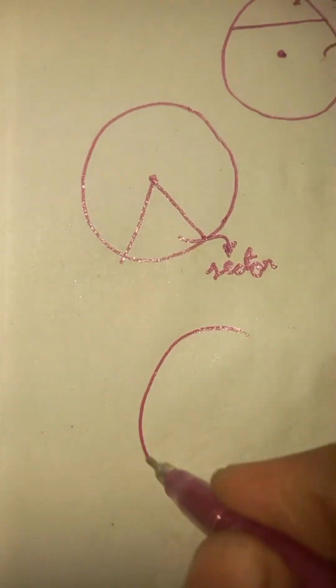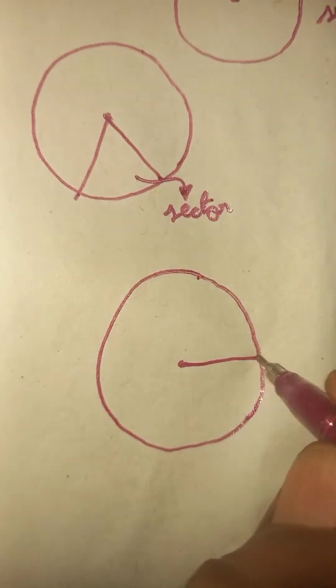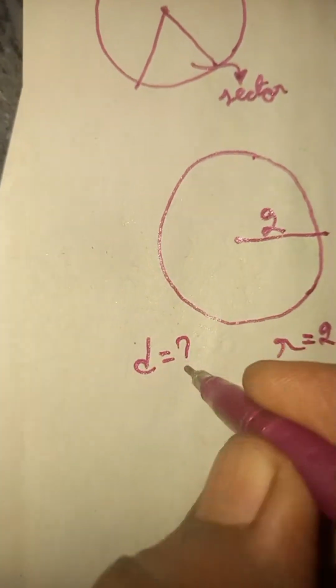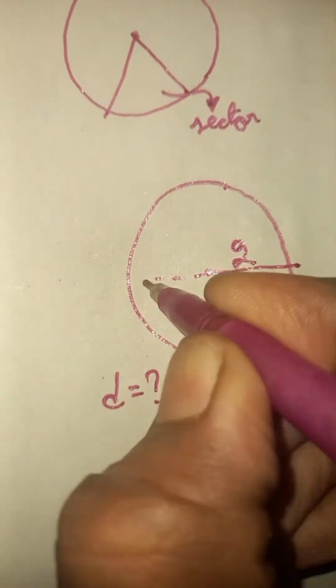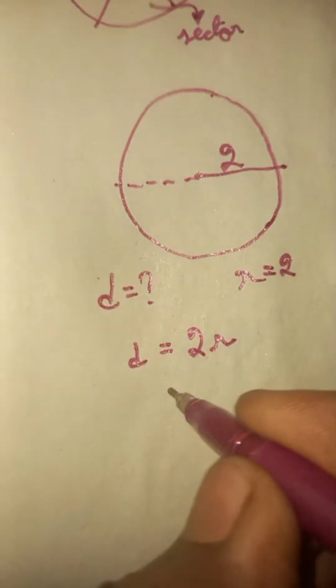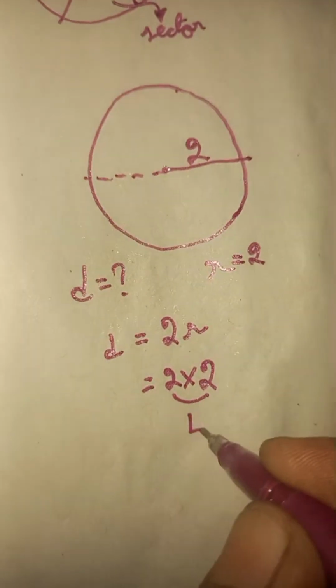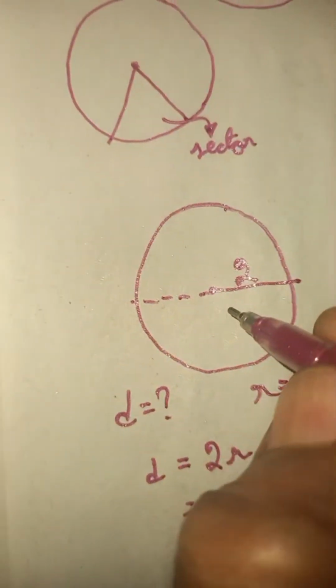Let's take one more circle. Here in this circle you can take it like this. They have given the radius of this circle as 2 units. If the radius of this circle is 2 units, you need to find out what's the diameter. First, diameter of the circle means it is 2 times the radius. This complete thing is the diameter. So 2 times, here the radius is 2 units. 2 times 2 is 4 units. So 4 units is the diameter of the circle.